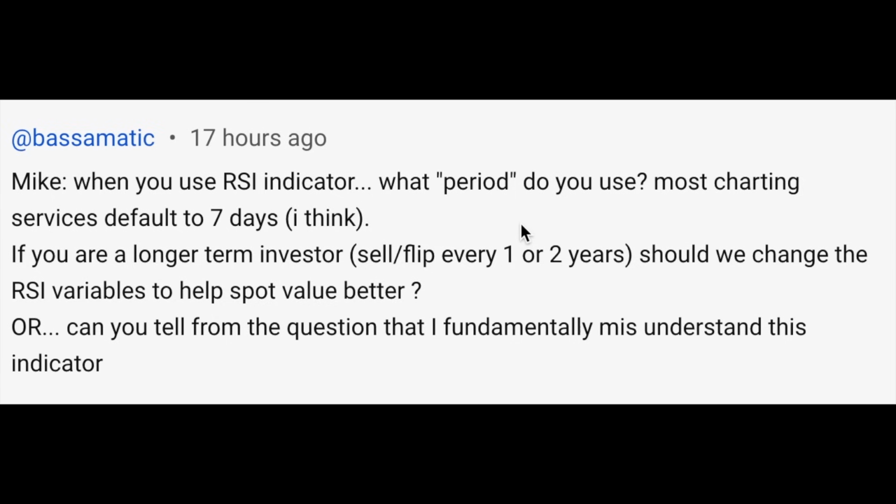All right. Now, this one right here, I hope you guys can answer this one. Mike, when you use the RSI indicator, what period do you use? Most charting services default to 7 days. I use the default. Okay, let me be very clear on that.